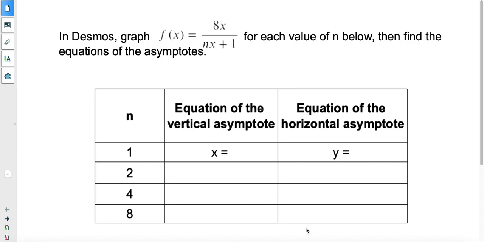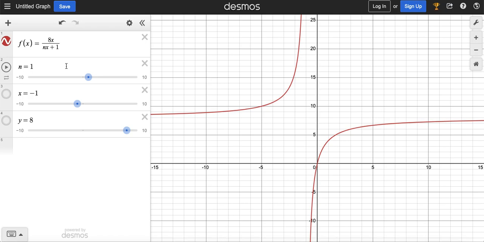What I'm going to start by doing is, in Desmos, graph rational functions in this form, 8x divided by (nx + 1), for different values of n, then find the equations of the vertical and horizontal asymptotes. The reason I want to do that is to see if I notice any patterns between the equation and the vertical and horizontal asymptotes. So I'm going to open up Desmos and let's take a look at this equation for different values of n.